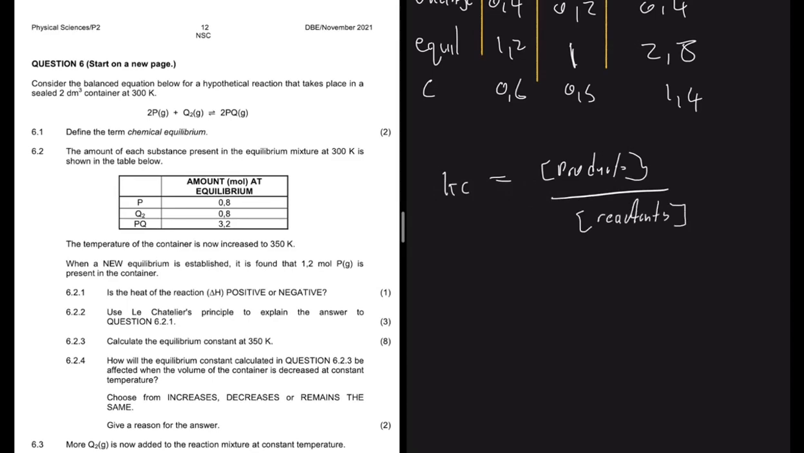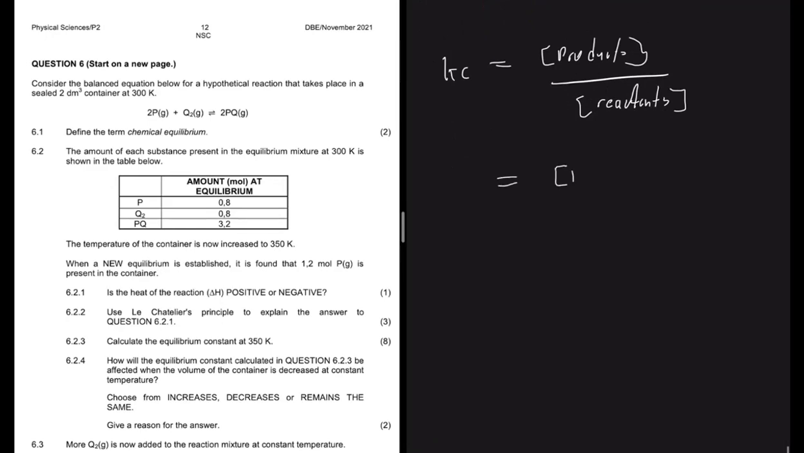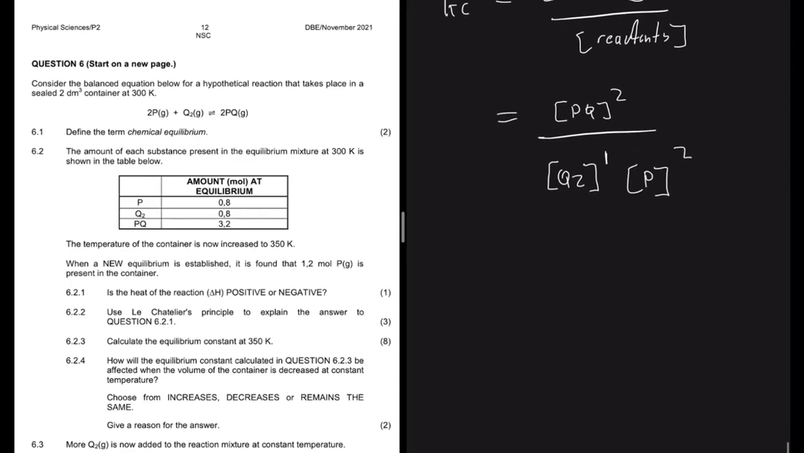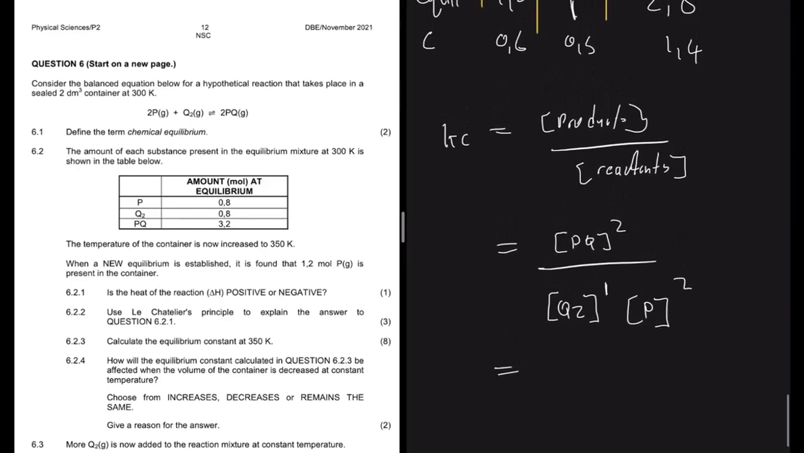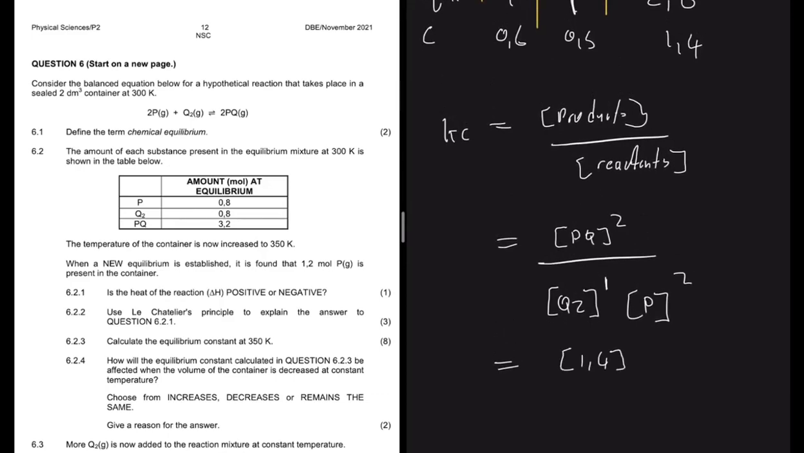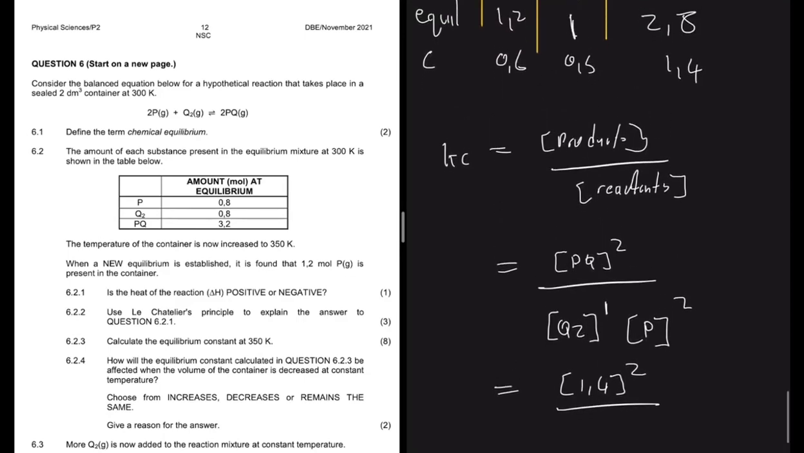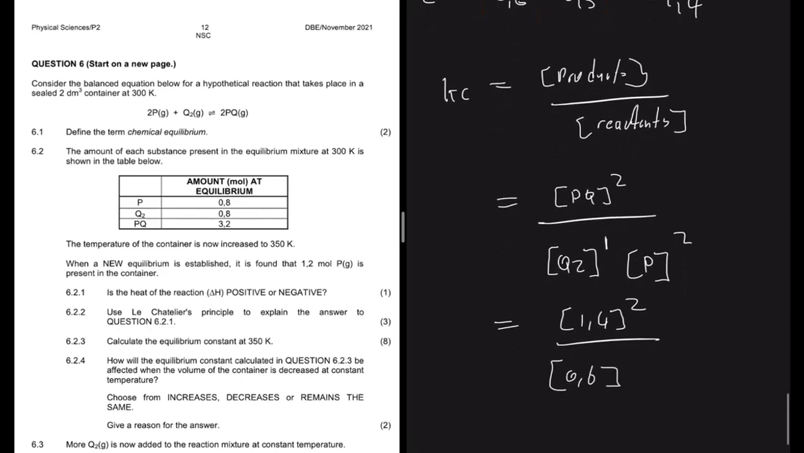At this step, we can say Kc equals the concentration of the products divided by the concentration of the reactants. This will be equal to the concentration of PQ squared. Where is the squared coming from? The squared is the balancing coefficient. When you put the concentration, you have to raise it to the power of the balancing coefficient. For Q, which is in the denominator because it's a reactant, the balancing coefficient is 1, so we're just going to say to the power 1, or you don't have to write that because it's always assumed. And for P, we have P to the power of 2 because the balancing coefficient is 2. So what's the concentration of PQ? That's 1.4. So we have 1.4 squared divided by the concentration for P, 0.6 squared, and then the concentration for Q2, 0.5.